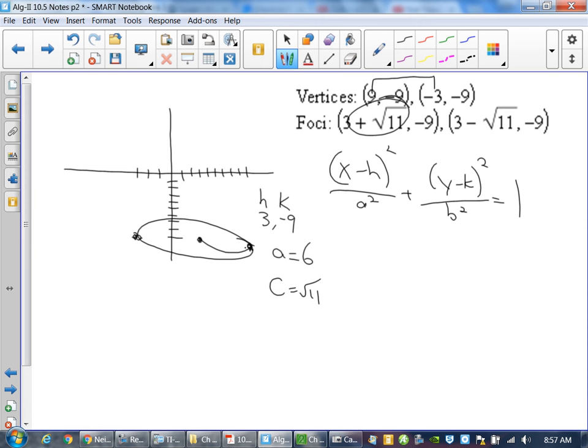Okay. So now it's an ellipse. Ellipses, do they have the plus between the a squared, b squared, or minus between? Minus. They have the minus between, so we just figure it out. So we write c squared is going to be a squared minus b squared. So 11 equals 36 minus what? 25. That's what.